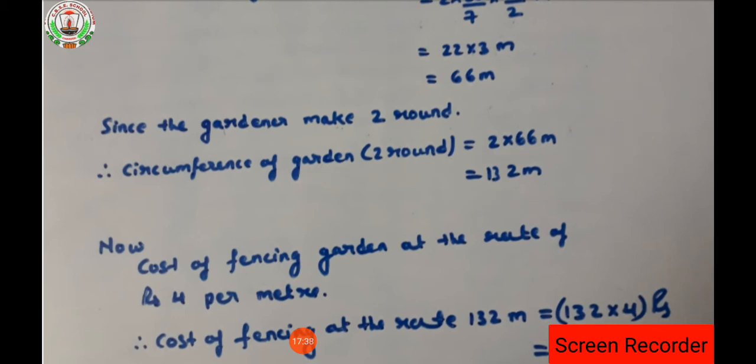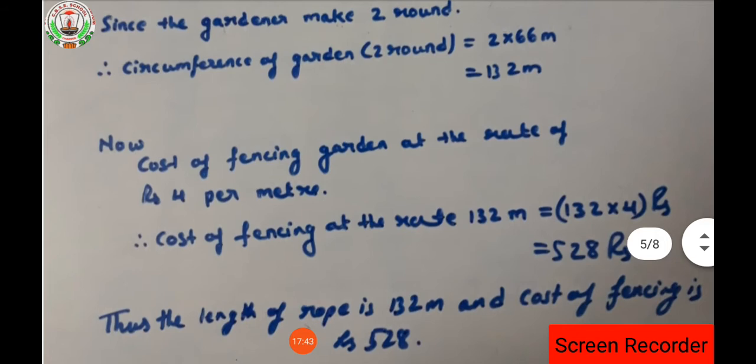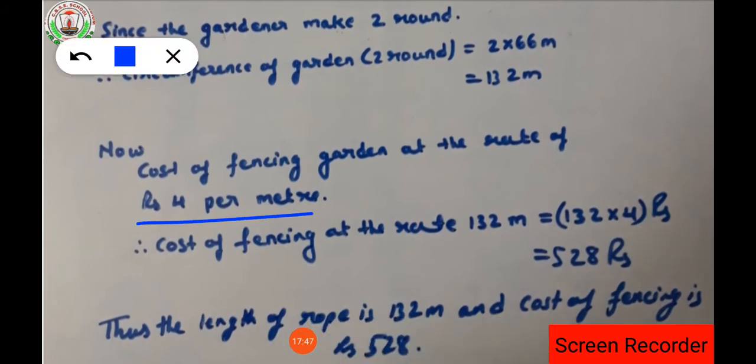Clear everyone? Now in the next part of the question it is asked the cost of the rope. 1 meter of rope costs rupees 4. According to this statement of the question, 1 meter of rope is being purchased for rupees 4.